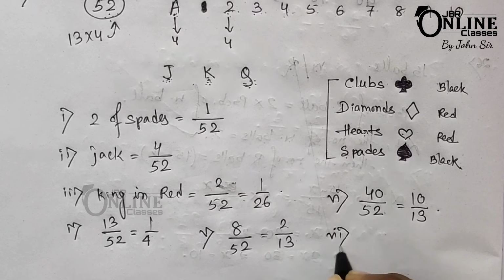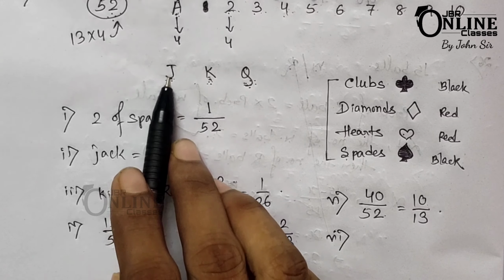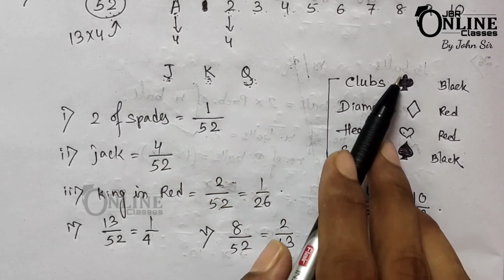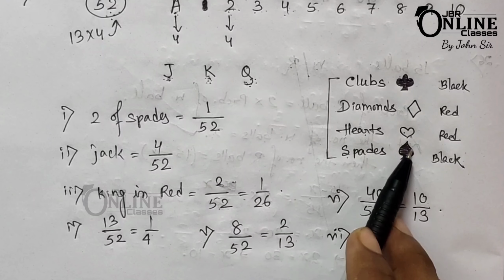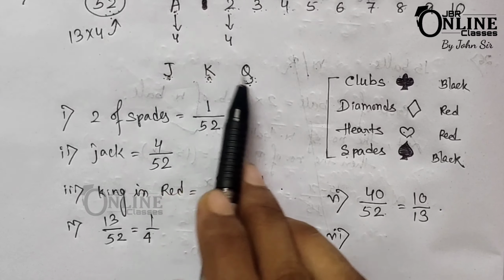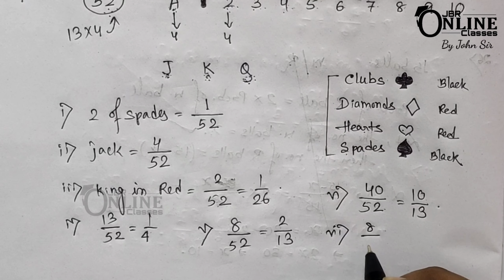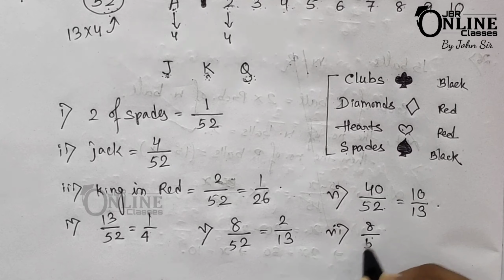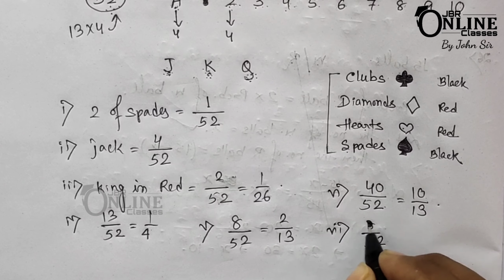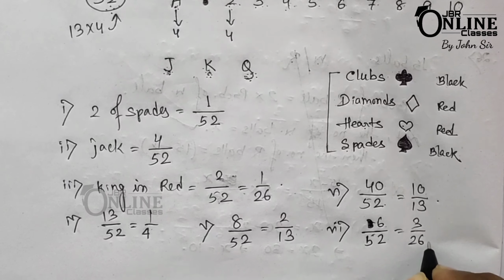Now next, number 7, a black face card. Face cards mean jack, king, and queen, and of each type there are 2 black cards. So 2 jacks, 2 kings, and 2 queens, that means 8. So 8 by 52. Sorry, not 8. 2 plus 2 plus 2, it's 6. So not 8, it's 6. So 6 by 52, that equals 3 by 26.